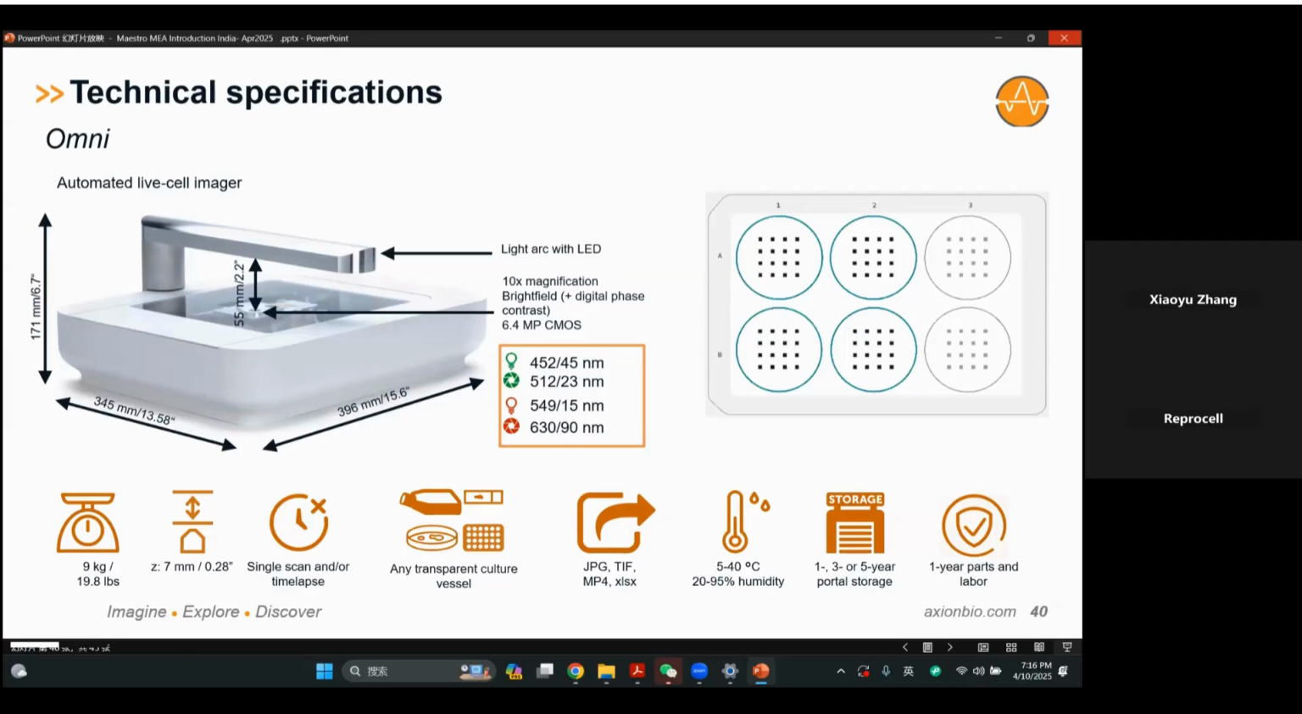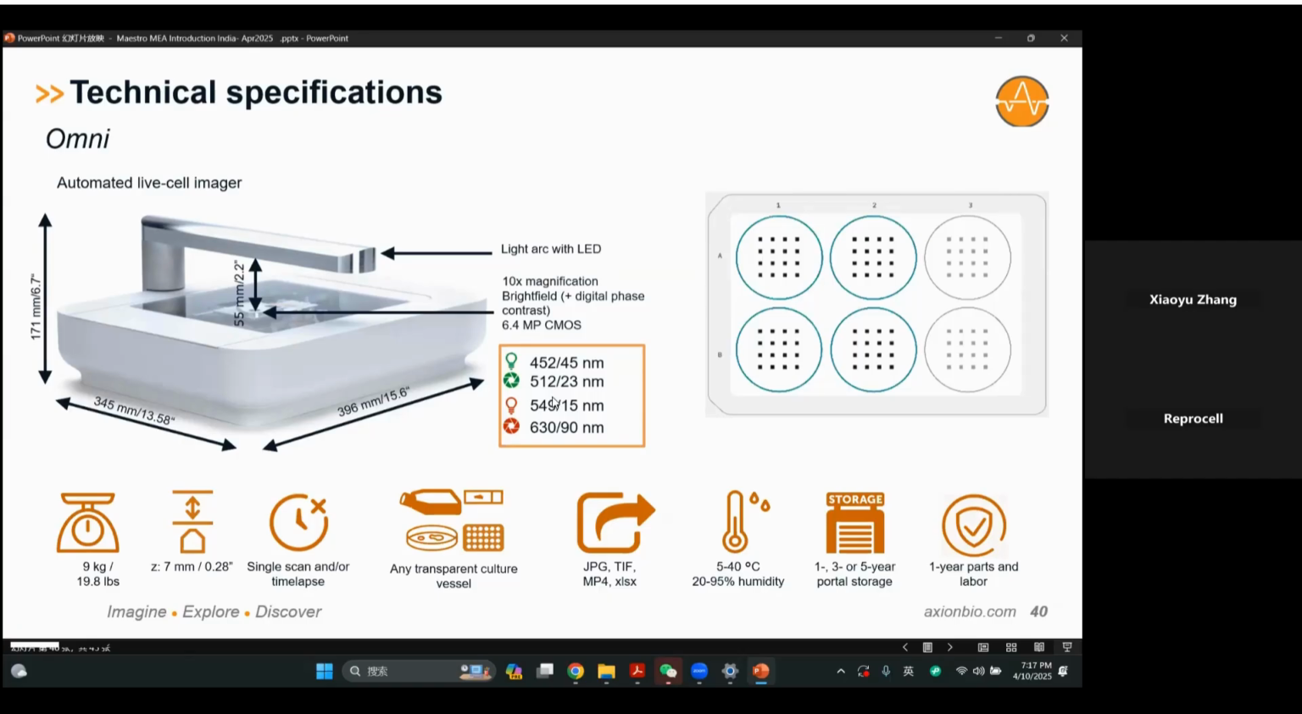55 millimeter. So any plate or vessel that is transparent and faces the arm can be used. And in the corner, maybe it's not as clear as you can see, there is an L-shaped bracket. So you can align your plate or vessel right in the corner every time. So it's consistent. And it has a 6.4 megapixel CMOS, 10 times objective with 20 times digital zoom.